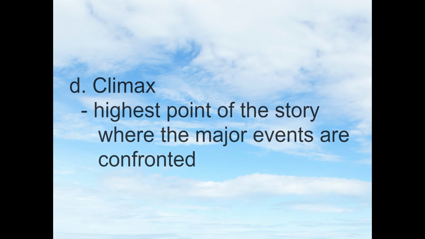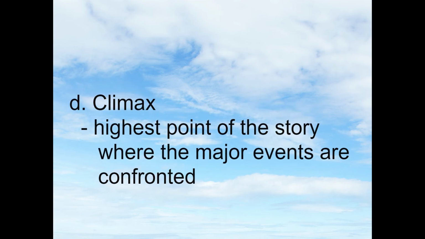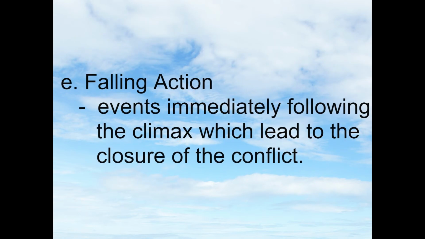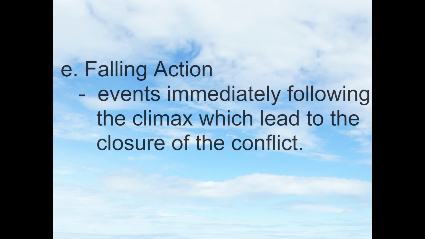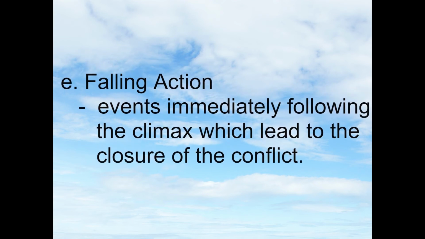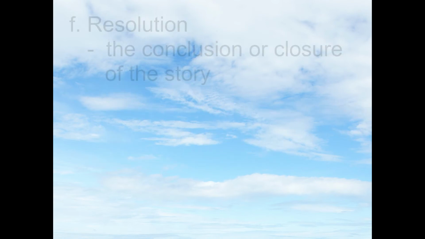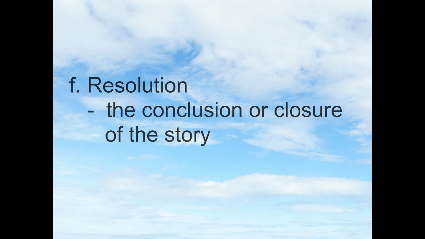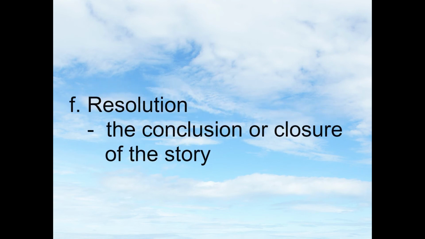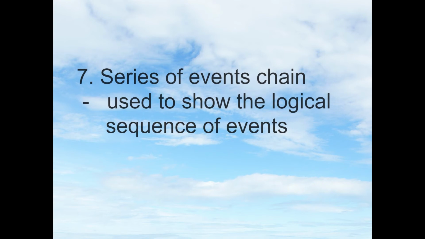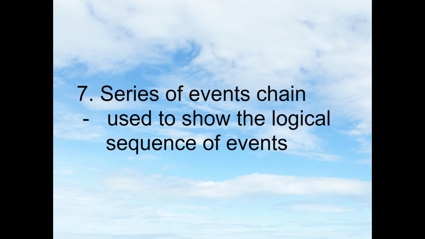climax, the highest point of the story where the major events are confronted. Falling action is where the events immediately following the climax lead to the closure of the conflict, and the last, resolution, is the conclusion or the closure of the story. The seventh is the series of events chain. This is used to show the logical sequence of events.